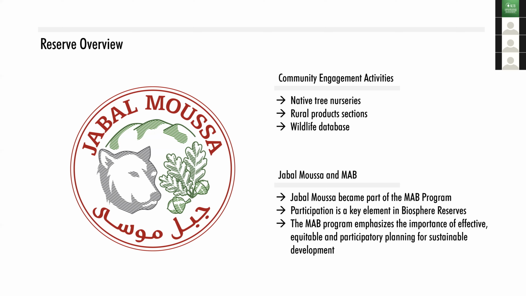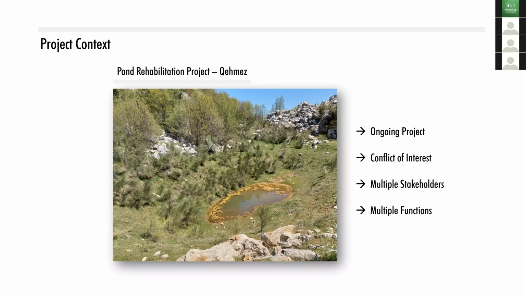Okay, so as I was saying, I'm going to give a quick introduction about Jabal Moussa and how they relate to community engagement and participation. To begin with, they have several community engagement activities like the native tree nurseries, rural products, and a wildlife database, and citizens are often included and empowered throughout the activities of the reserve. So they're all part of it. And this is very important because Jabal Moussa is part of the Man and Biosphere program, and that's why it's a very suitable place to have a participatory project.